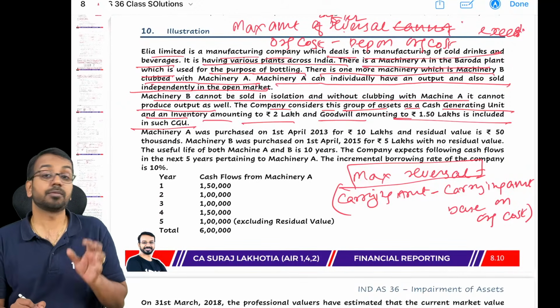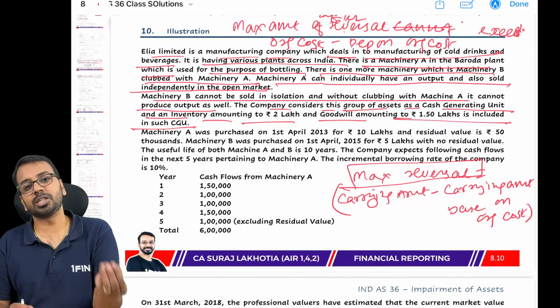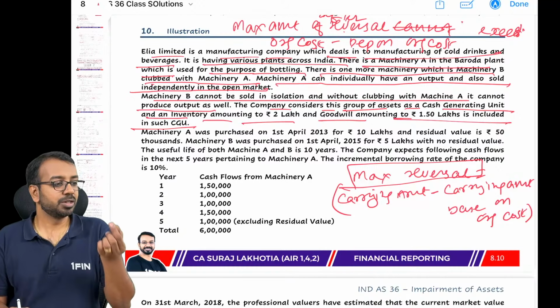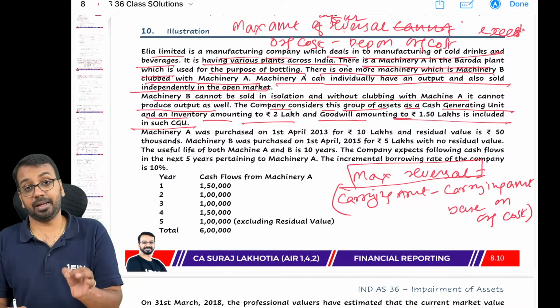Whenever these things are given, first what we need to do? First we will do the lowest unit possible. What is the lowest unit possible? Machine A. So first what we will do? We will take machine A.